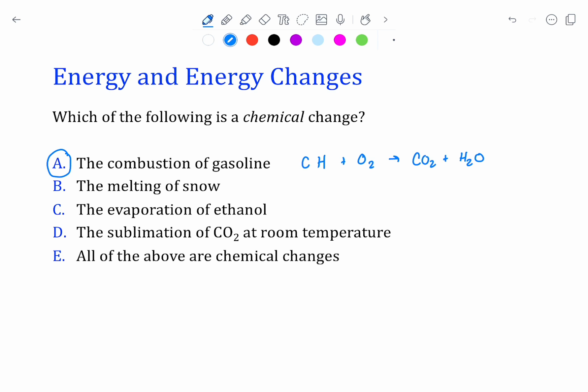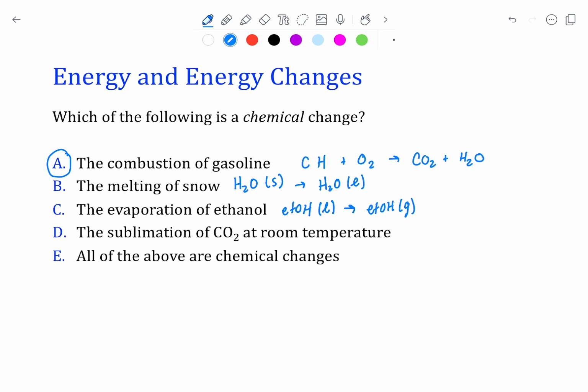When we look at these other options, like the melting of snow, what is snow? Water, H2O. When snow melts, it's still water, it's just in a different form. So we're going from water in a solid form to water in a liquid form. The same goes for the evaporation of ethanol. Ethanol, let's call it EtOH. There's carbon, there's hydrogens, and there's an oxygen group in there. When we're looking at the evaporation of ethanol, we're saying we start with ethanol liquid and we turn into ethanol gas. It's still ethanol, but it's just in a different physical form.